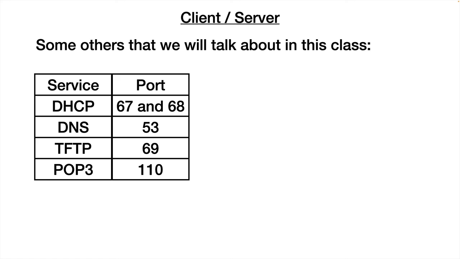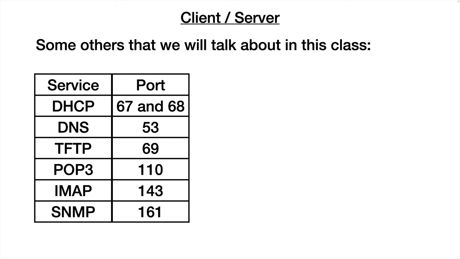POP, Post Office Protocol for reading and sending email. That's port 110, at least for version 3 of POP. IMAP, Internet Message Access Protocol, is on port 143. And then SNMP, which is Simple Network Monitoring Protocol, that is on port 161. So like I said, these are the protocols on this slide that we'll be talking about starting real soon through the end of the semester. So that's a really quick discussion on what the client-server paradigm is.